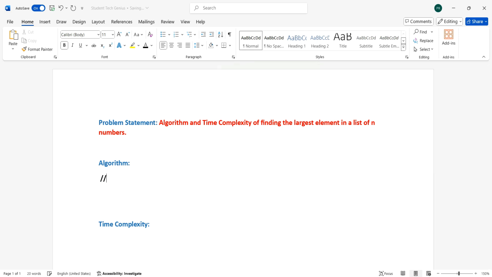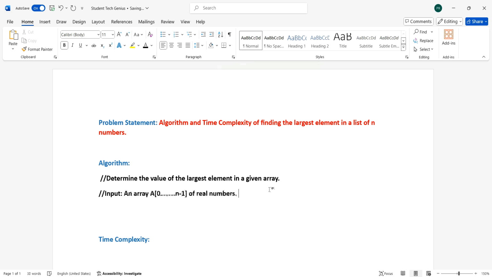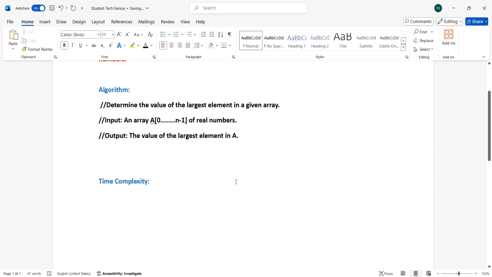First, in line 1 we need to determine our problem statement. My problem statement is: determine the value of the largest element in a given array. Now in the next line I need to provide my input. My input is an array A of size n, denoted as A[0 to n minus 1] because it starts from 0, so 0 to n minus 1 of real numbers. Now in the next line, I need to provide my output. My output is the value of the largest element in A.